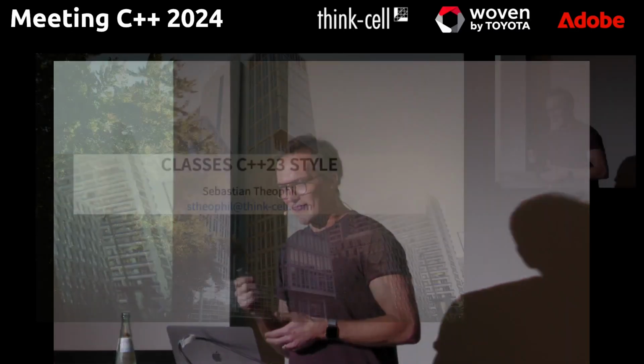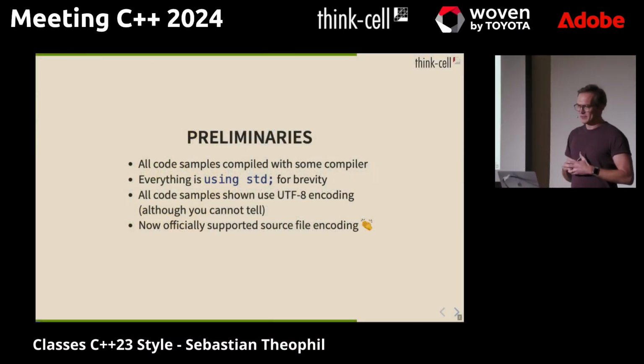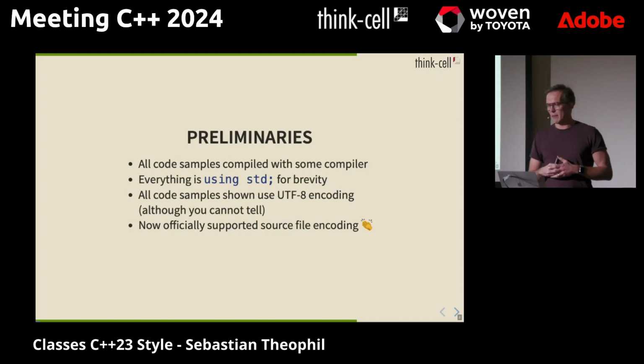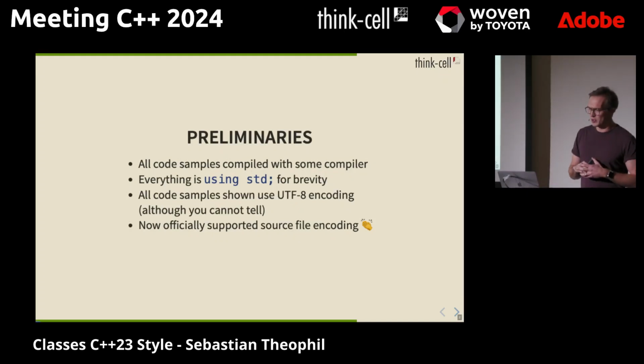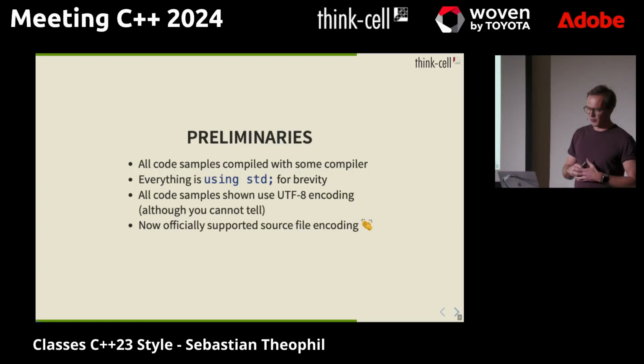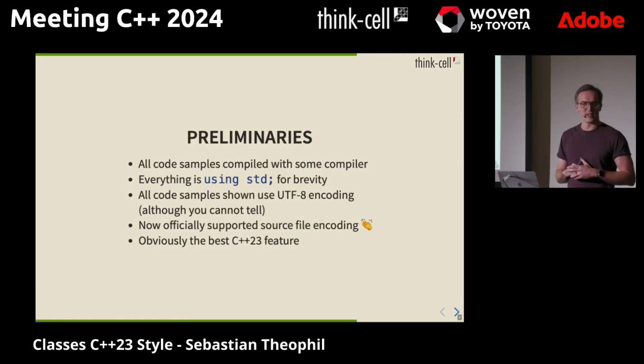Okay, some preliminaries. All the code samples, and there will be quite a lot of code samples, did compile with some compiler at some point. I put the Godbolt links on each one of those samples. Everything is using namespace std for brevity. And all the code samples use UTF-8 encoding. Although, of course, on the slides you can't tell. But this is now an officially supported file encoding. And this is obviously the best C++23 feature right out of the gate.